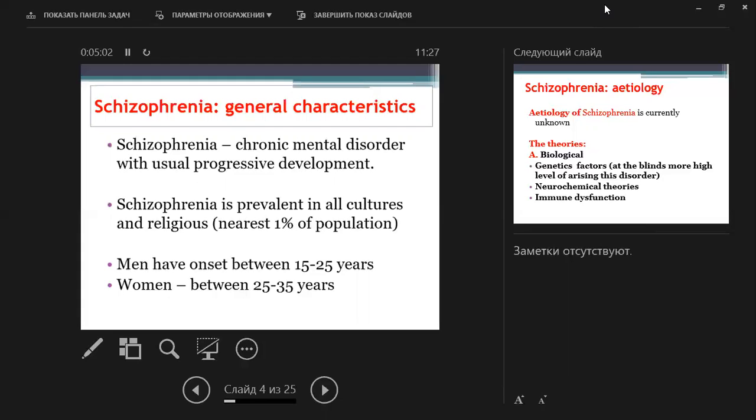Schizophrenia is prevalent in all cultures and religions. Nearly 1% of the population in every population suffers from schizophrenia. Usually men have onset of schizophrenia between 15 and 25 years, maybe later, but usually it is in a lot of cases, and women between 25 and 35 years, maybe later, but a lot of cases we observe in this age range.